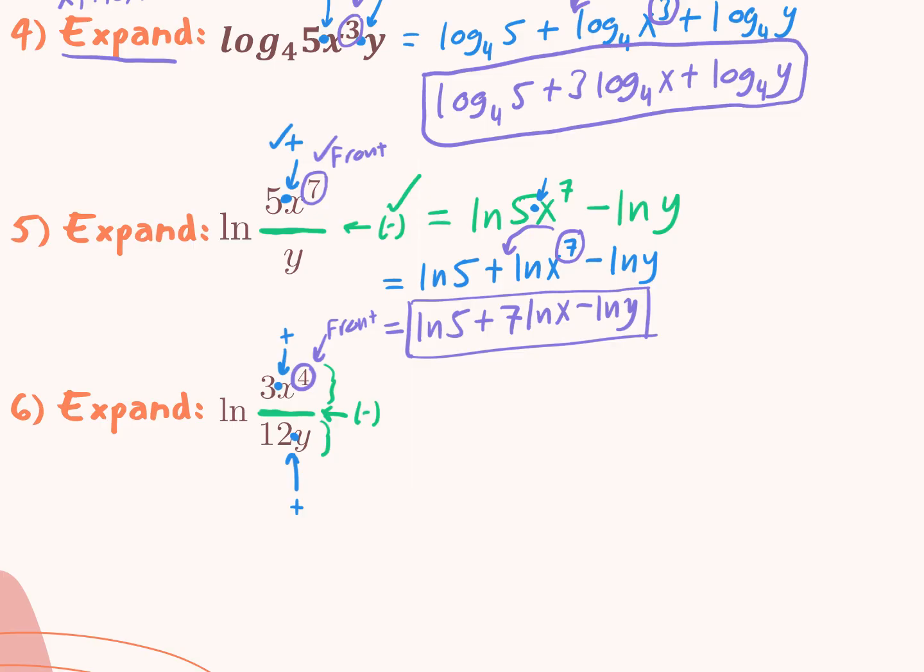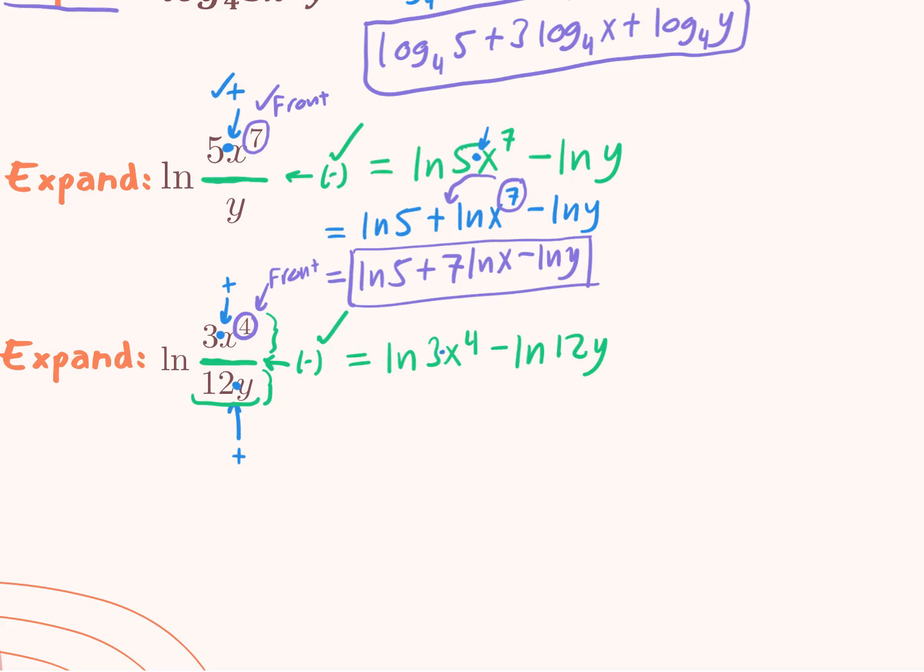So let's go one at a time, right? The first thing I want to do is take care of the division because that's affecting this entire expression on the inside, right? The entire expression is being divided. So I'm going to take care of that first. This is going to become ln of 3x to the power of 4 minus ln of 12y. All right, and that takes care of the division. So I'm going to check that off.